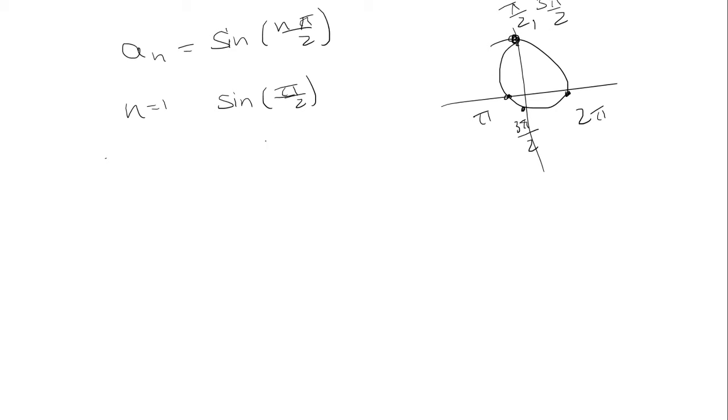So sine of pi over 2 is just 1. So we have a sub 1 is 1. A sub 2, now we go to sine of pi, which is over here, and that's 0. Sine of 3 pi over 2 is down here, which is negative 1. And then sine of 2 pi is over here, which is 0. And then finally, sine of 5 pi over 2 is back up at 1.